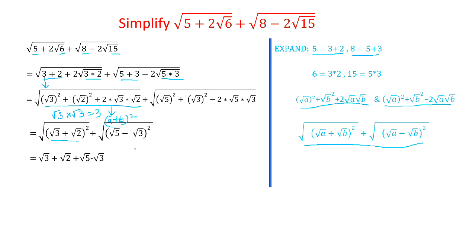So as I told you, anything root a whole square is a, because square and root will get cancelled. In the same way, this square and this root, this square and this root will get cancelled. The output would be root 3 plus root 2 plus root 5 minus root 3. So this root 3 and this root 3 will get cancelled because that is plus and this is minus. So the output will be root 2 plus root 5.